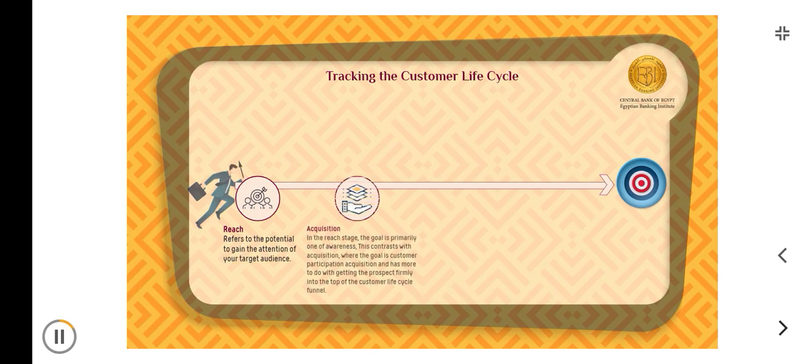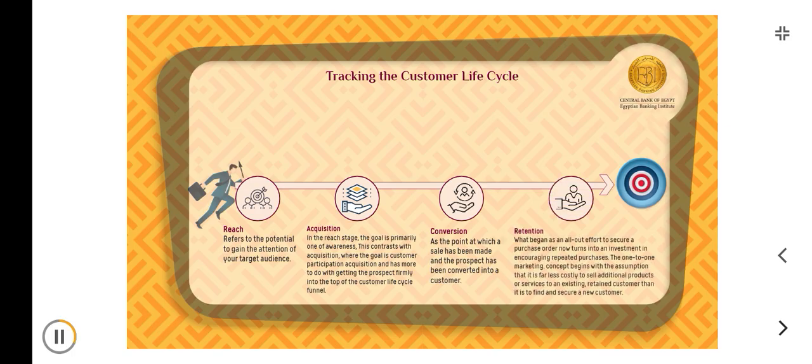Then the acquisition. Here the goal is customer participation acquisition, so it has more to do with getting the prospects firmly into the top of the customer life cycle funnel. And then the conversion, where at this stage we try to convert the prospect into a customer. Then the retention. In this stage, what began as an all-out effort to secure a purchase order now turns into an investment in encouraging repeat purchases.